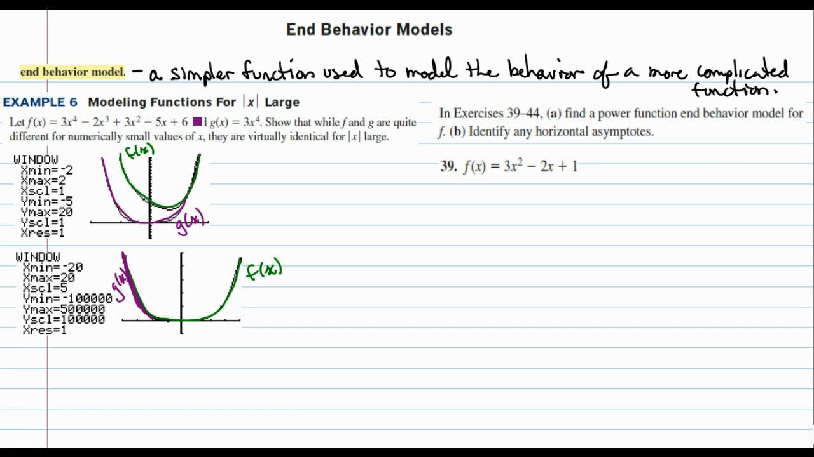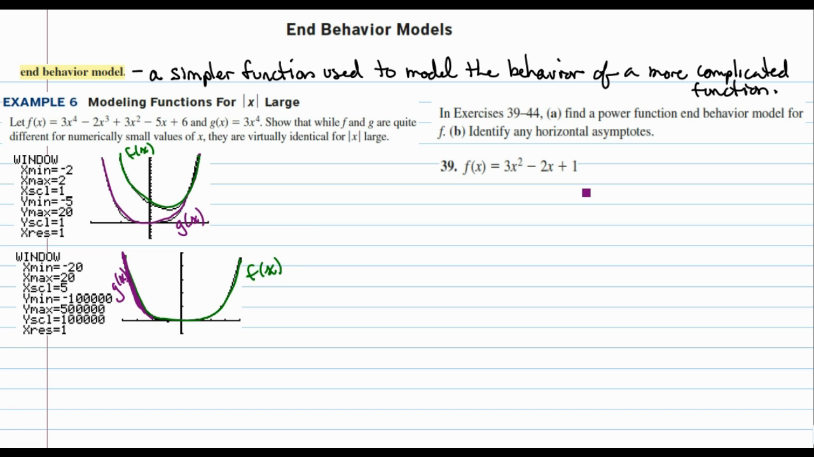And we're going to use this idea in example 7. Right now, you're just getting used to the idea that 3x to the fourth and 3x to the fourth minus 2x cubed plus 3x squared minus 5x plus 6 are virtually the same graph, as long as you zoom out far enough. So number 39, f of x equals 3x squared minus 2x plus 1.